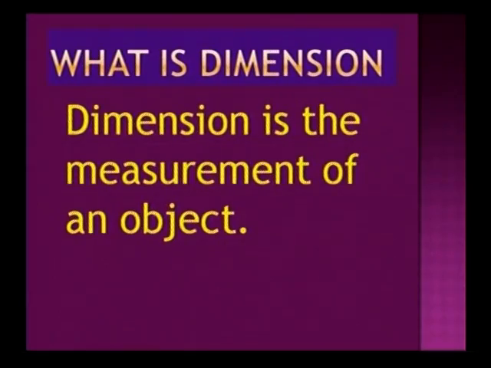What is dimension? Do you know, Sparrows? Very good. Dimension is a measurement of an object. For example, look at this slide. What is it? It is a thing. No, but what do we call it? Very good. We call it a line segment.